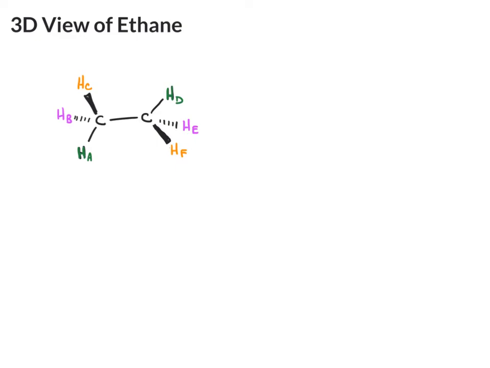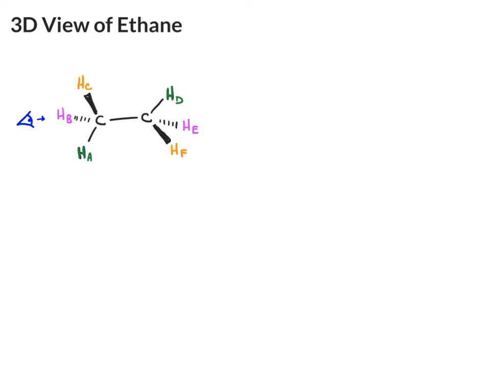Okay, so here's our 3D structure again. I've just color-coded and labeled the hydrogens to help us keep track of them. So what we're going to actually do is look at this molecule from the end, meaning I want you to think about standing on the left side of this molecule and looking at it in this direction.